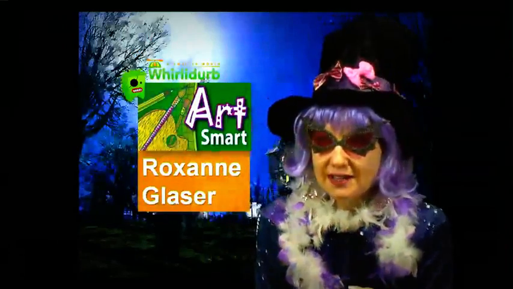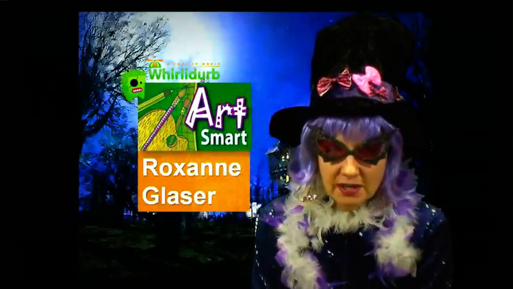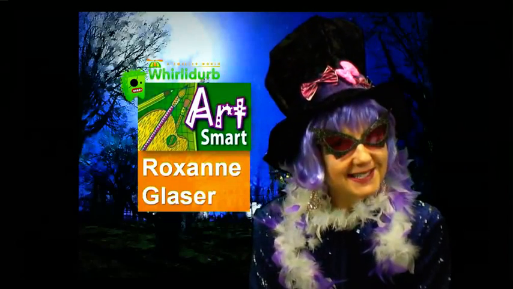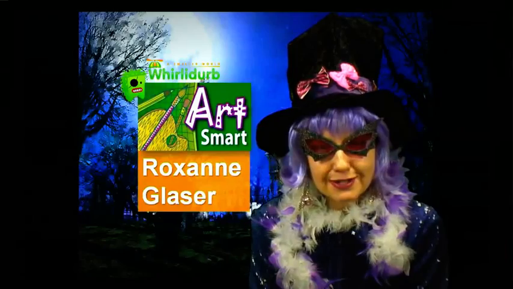Well, I hope you enjoyed learning how to draw that spooky tombstone and that creaky looking little fence, because it does add another spooky element to your illustrations.